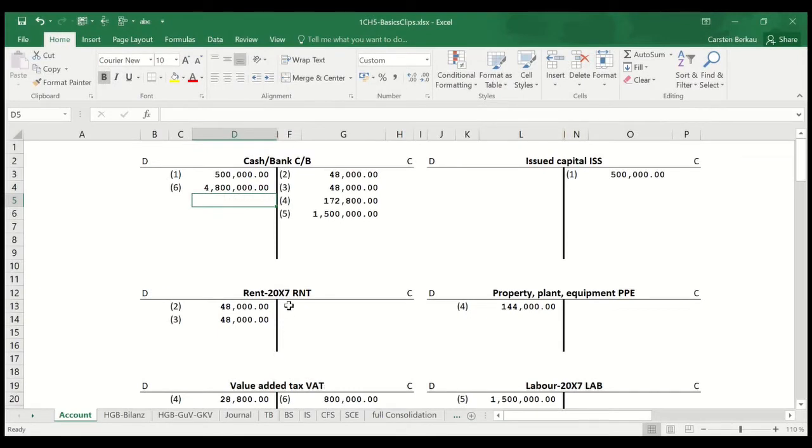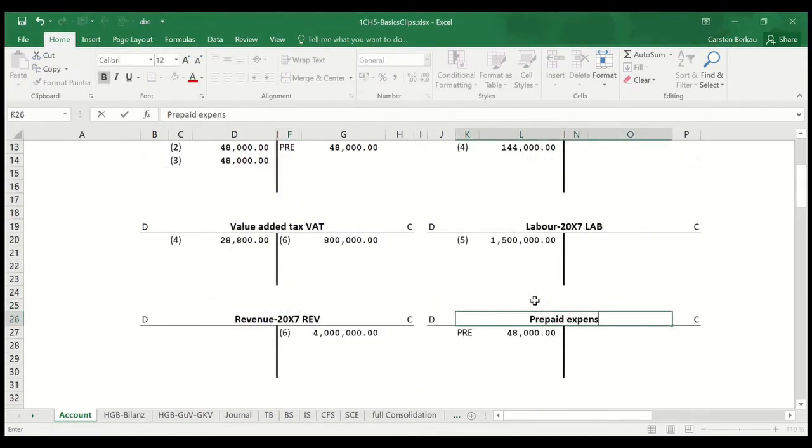The adjustments will start with recording prepaid expenses. We make a debit entry in the prepaid expense account and we credit the amount to the rent account. The value is 48,000. We identify the bookkeeping entries for adjustments by the 3-letter code for the contra account.